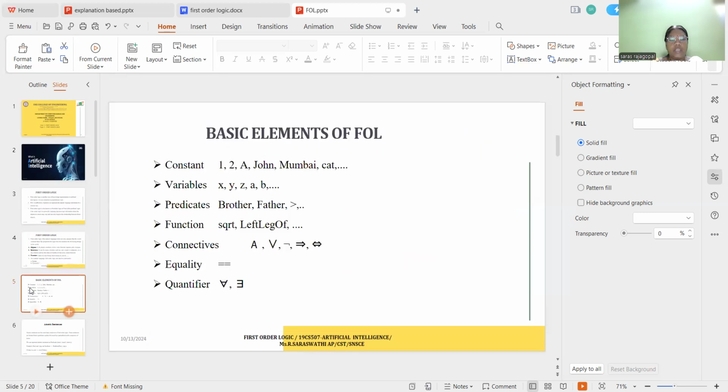Basic elements of first order logic. A constant can be written as numbers or alphabets or names or any object. Variables are alphabet letters. A predicate is like brother of, father of. A function is used to find the value of something, like square root, left leg of. Connectives: by using logical connectives and, or, not (negation), implication (implies), bidirectional implication. Equality. Quantifiers: for all x and there exists, the universal and existential quantifiers.